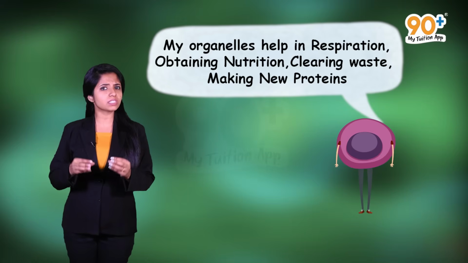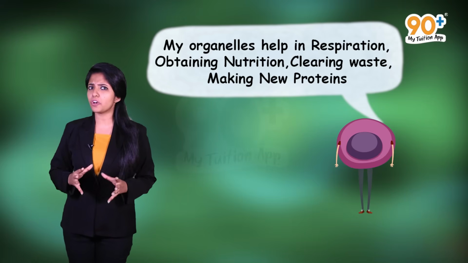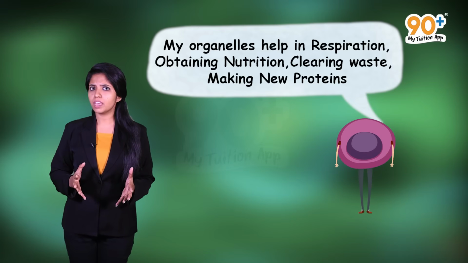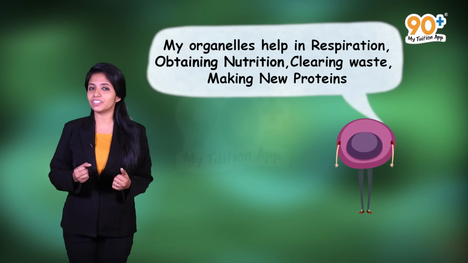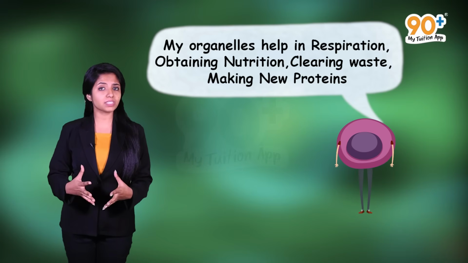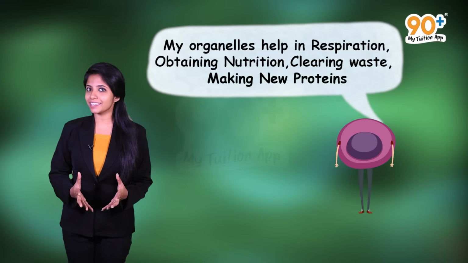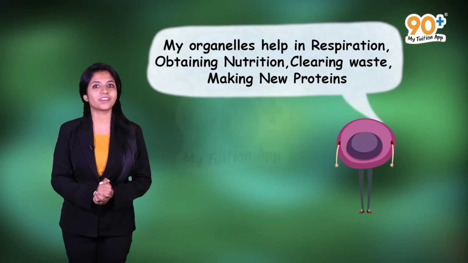Okay champs, let's try to conclude what we have learned so far. We saw the cell's ability to function with its organelles and membranes in a specific manner, right? Here we saw that these organelles and membranes actually help the cell to perform functions like respiration, and it also helps in obtaining nutrition, for clearing out waste, and also for making proteins. That's a huge lot of work, right?